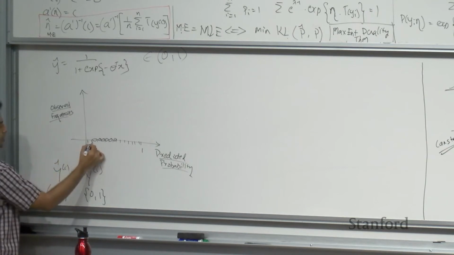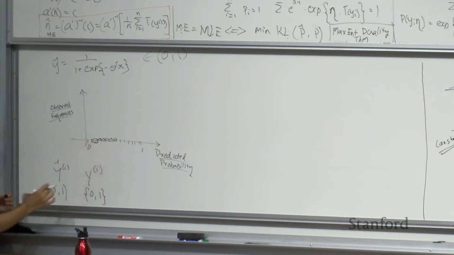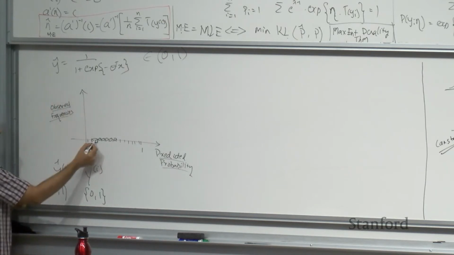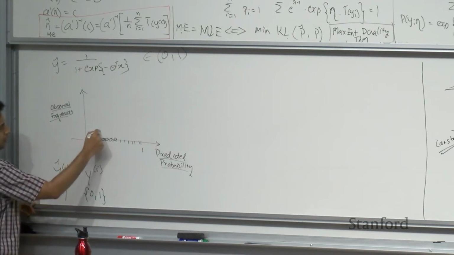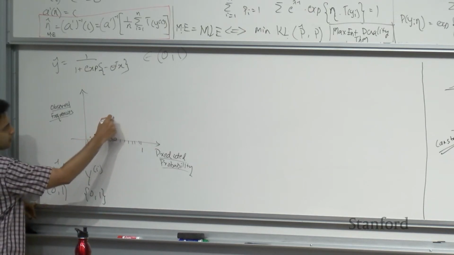So take the set of all examples that are assigned a y hat in this range, and calculate the mean of the true labels of all the points that fall in this bin. Plot the mean of the true labels on the y-axis corresponding to this bin. And ideally, what you want is to get a plot that looks like this.